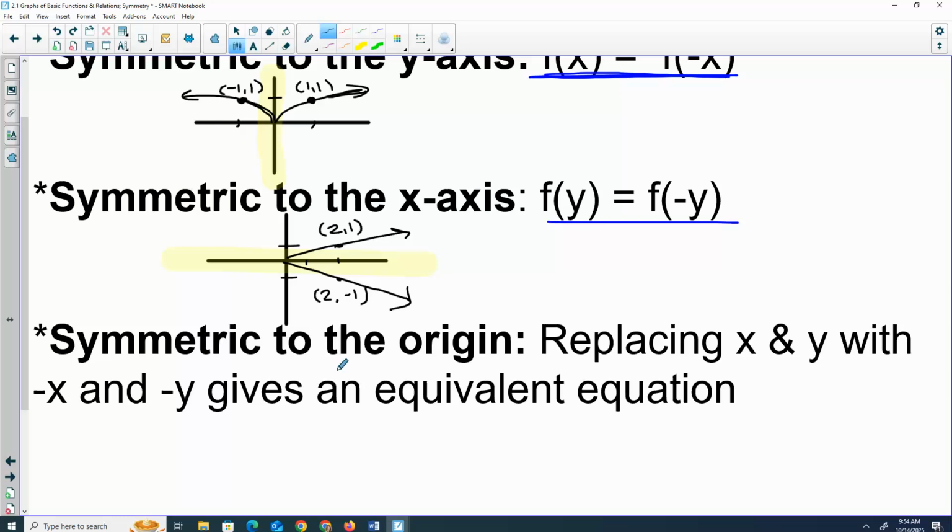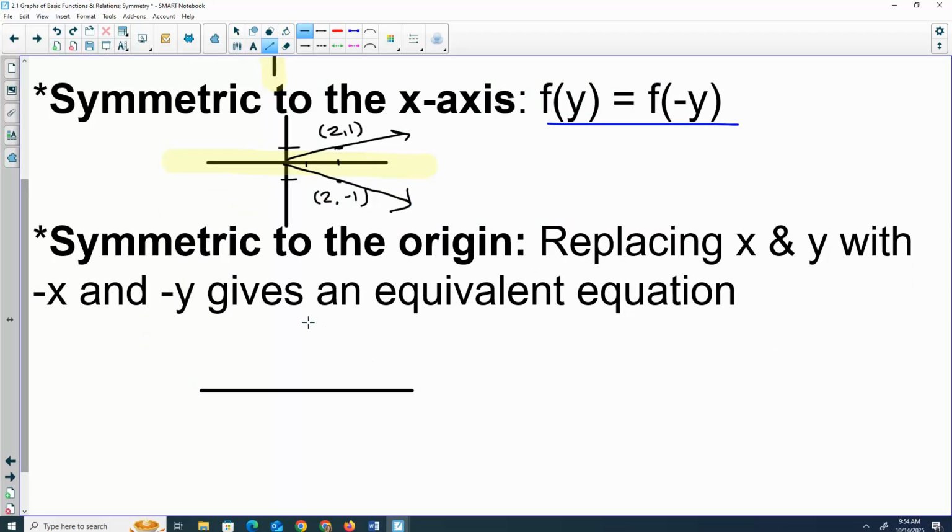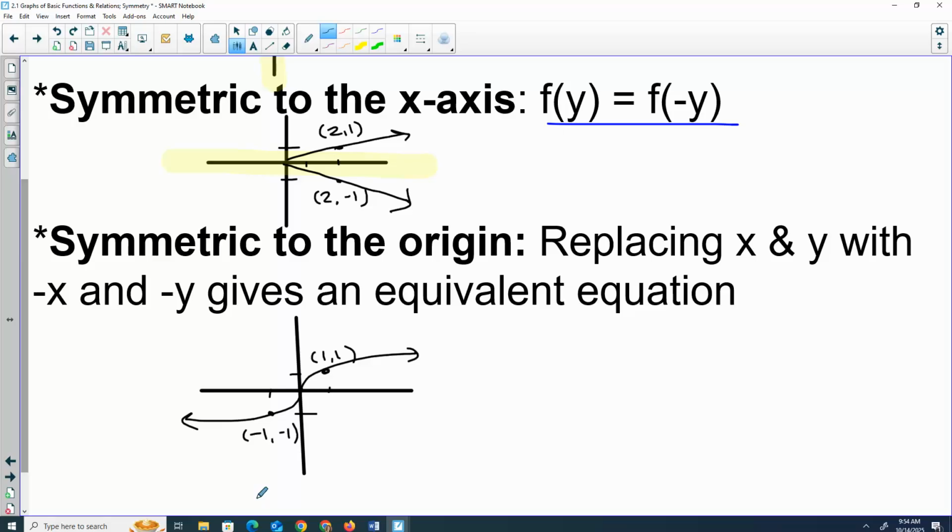Symmetric to the origin means they are exact opposites. So the origin actually requires you to flip over both the x and the y-axis to get there. So it might be something like this. Here's the point 1, 1. Here's the point negative 1, negative 1. Both x and y change signs when you're looking at the ordered pairs.